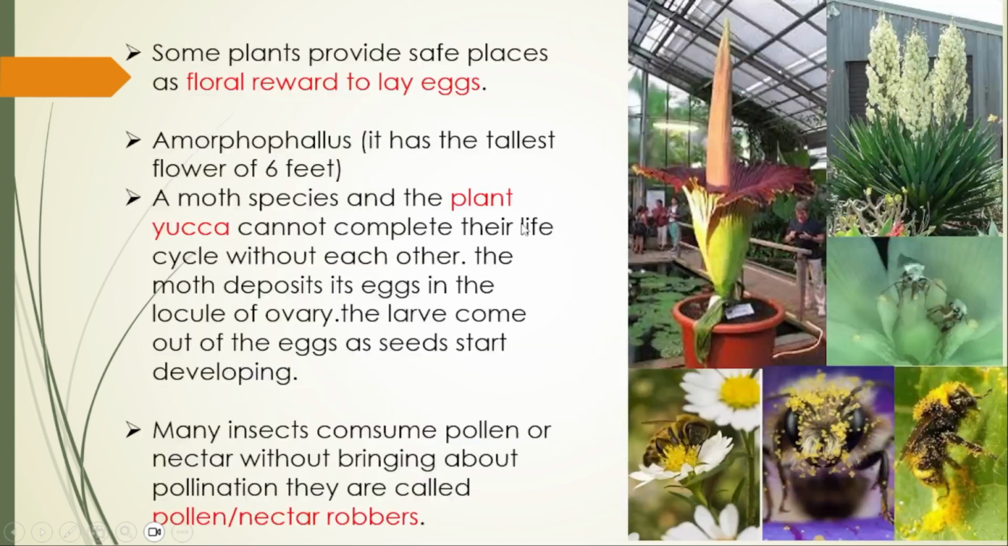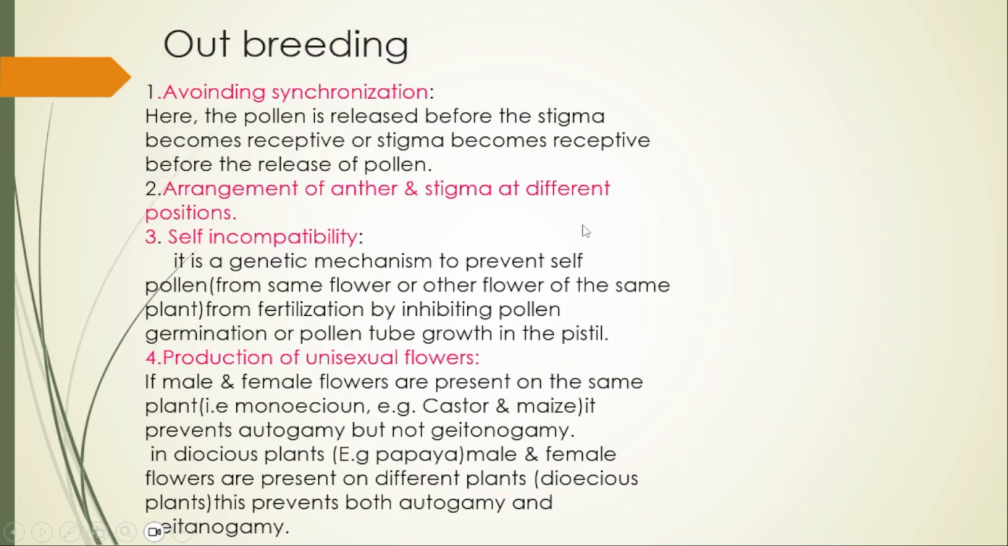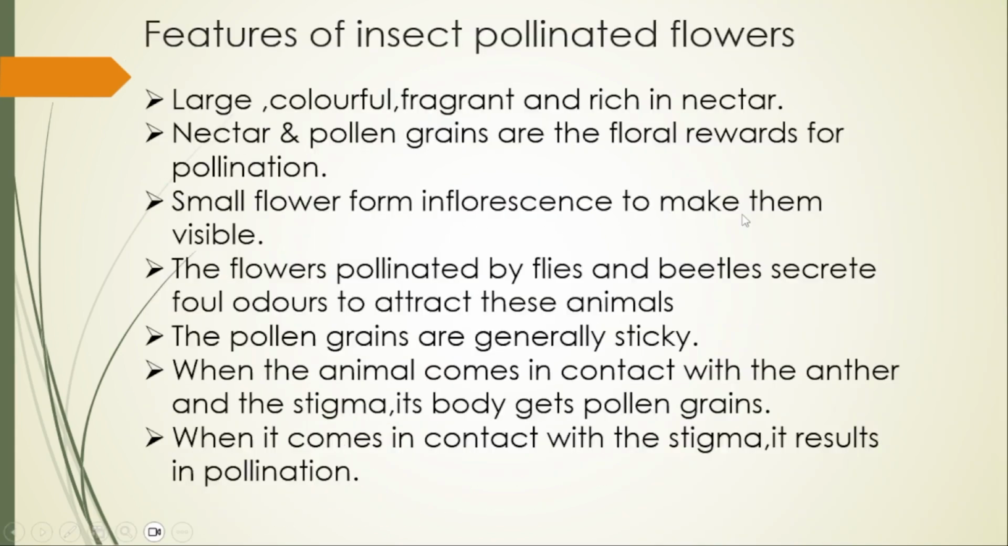Small flowers form inflorescence to make them visible. If the flower is large, there is no problem. If the flowers are very small, they form inflorescence, a bunch of flowers, so that they can attract the insects. The flowers pollinated by flies and beetles secrete a foul odor to attract these animals. Especially flies and beetles, they secrete a foul odor to attract them. Okay. Next, the pollen grains are generally sticky.